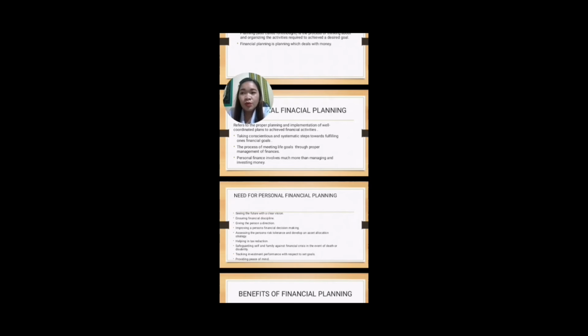Okay. Second, ensuring financial discipline. Proper planning helps one to limit his or her expenses within the budget. If we have no plan, how can we handle our budget? Dili kay gasto ta diri, gasto ta dito. We need discipline in our money, how we spend it.